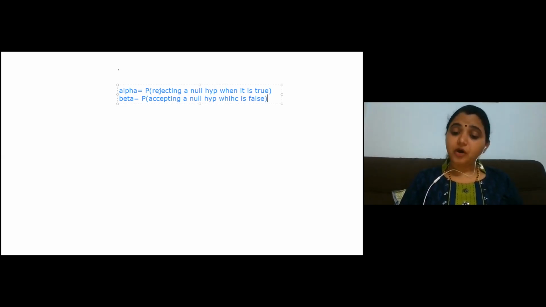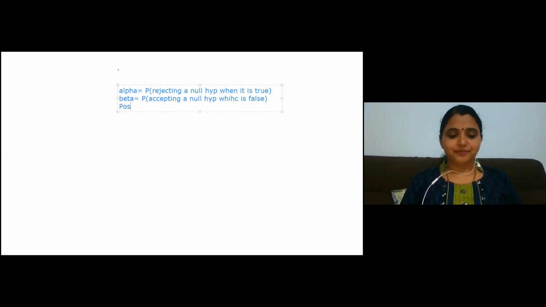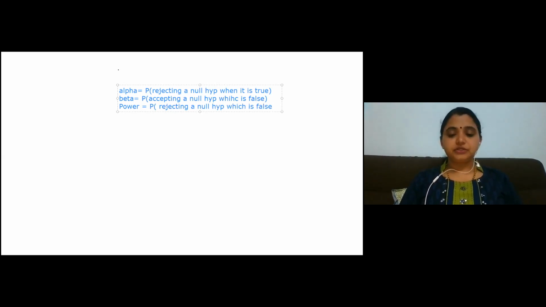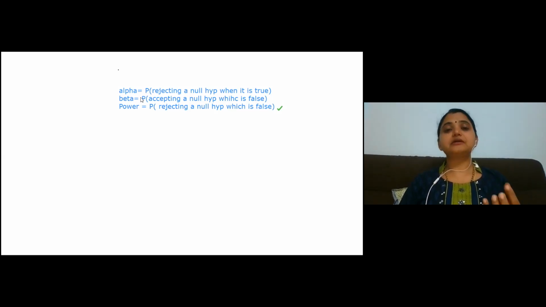Getting it? The complement of this is called power. Power is the probability, or the ability, of a test. This is the probability of rejecting a null hypothesis which is actually false. It is a good quality of a test. This is actually a correct decision also, and the larger the power, the better the test.